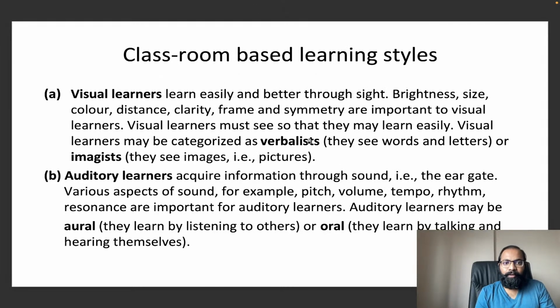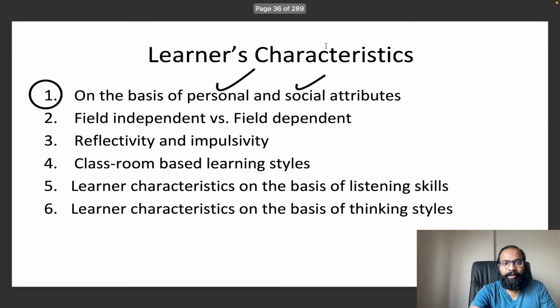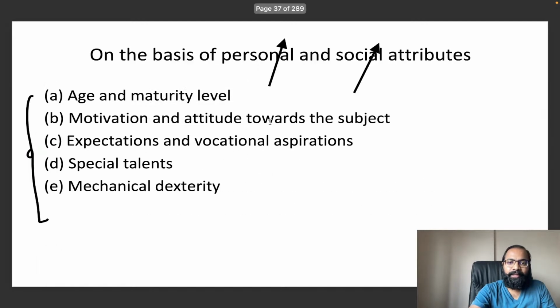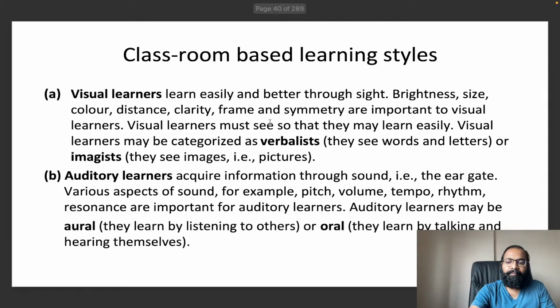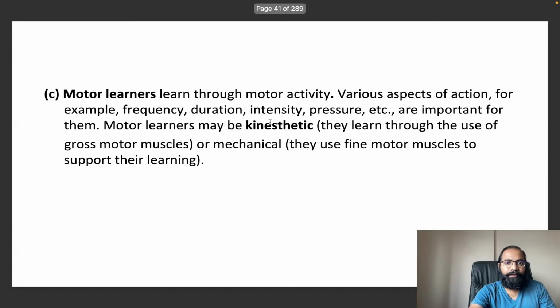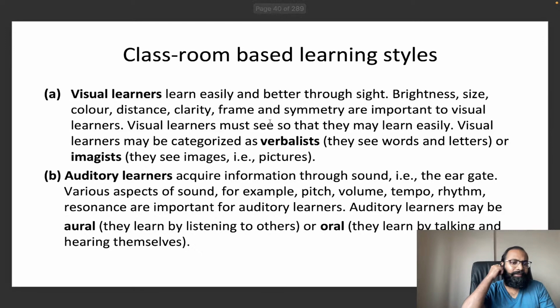Next, what are the different classroom-based learning styles? Up to now we covered the 1, 2, and 3, and coming to the next one, the classroom-based learning styles. So what are these? In the classroom, few are visual learners, few are auditory learners, and few are motor learners. What is the difference? By looking at the side headings itself, you guys can understand, right?